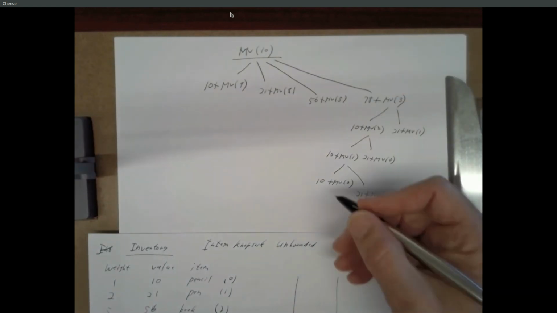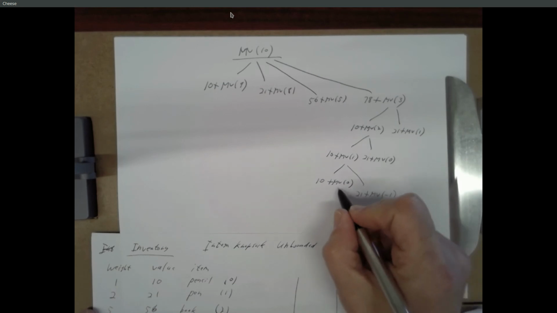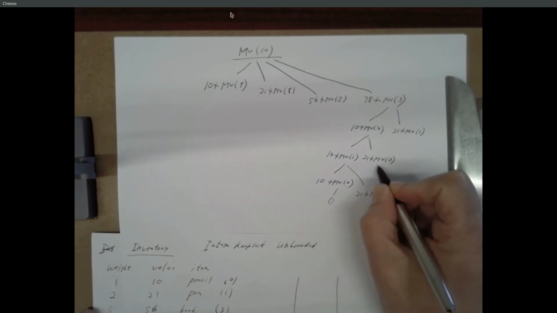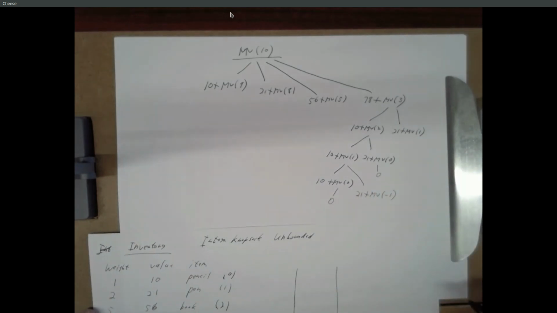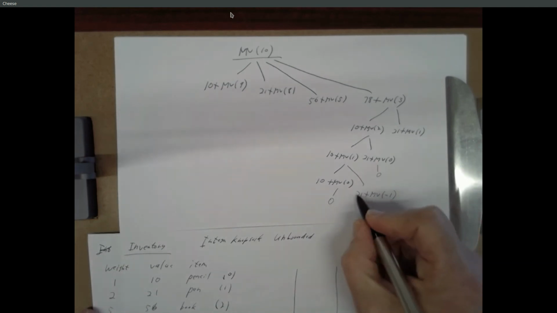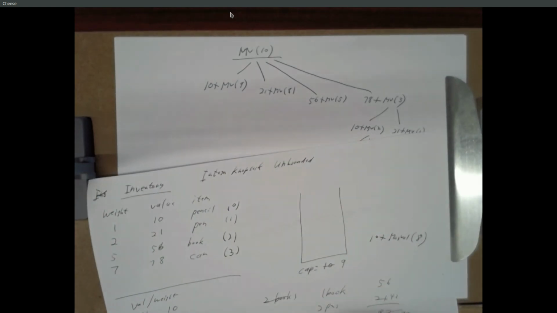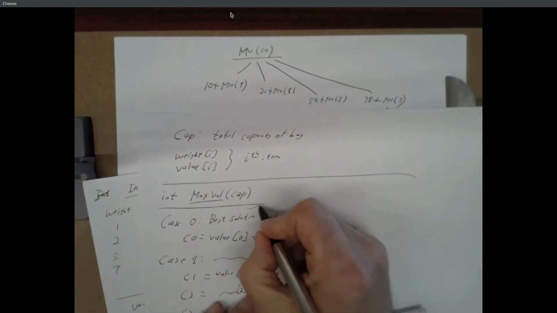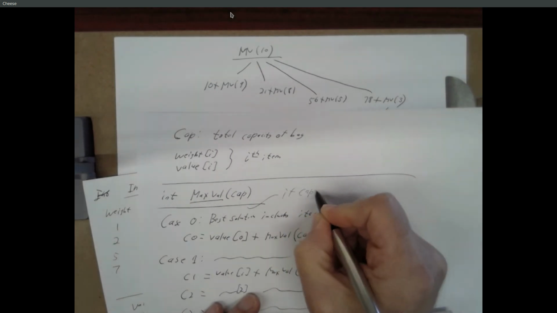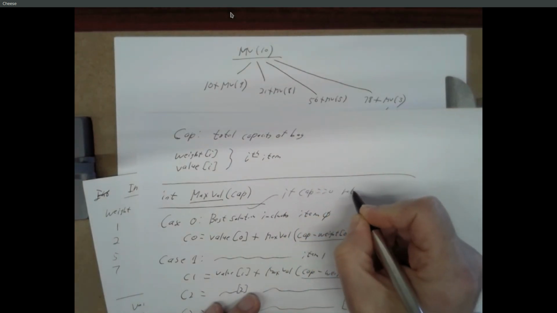But if max val has a 0, we're safe in saying that's just equal to 0, because that's the maximum value in a bag that can't hold anything. So don't do negatives, but for 0 we can just return. So that's how we get out of our recursion. If cap equals 0, return 0.